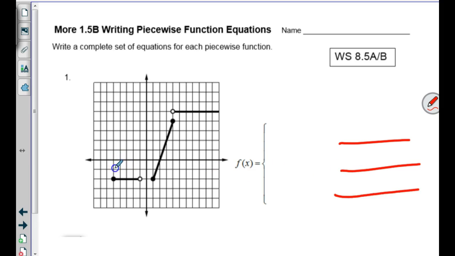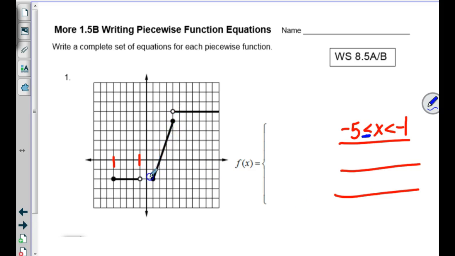Okay, so the first little chunk over here works from what to what? -5 to -1. So left to right, negative 5, x, negative 1. One of them gets an "or equal to." Which one gets an "or equal to"? The negative 5. Good call. All right, so we got that chunk done. Not really. We still got to write the equation. We could do it. It's really easy.